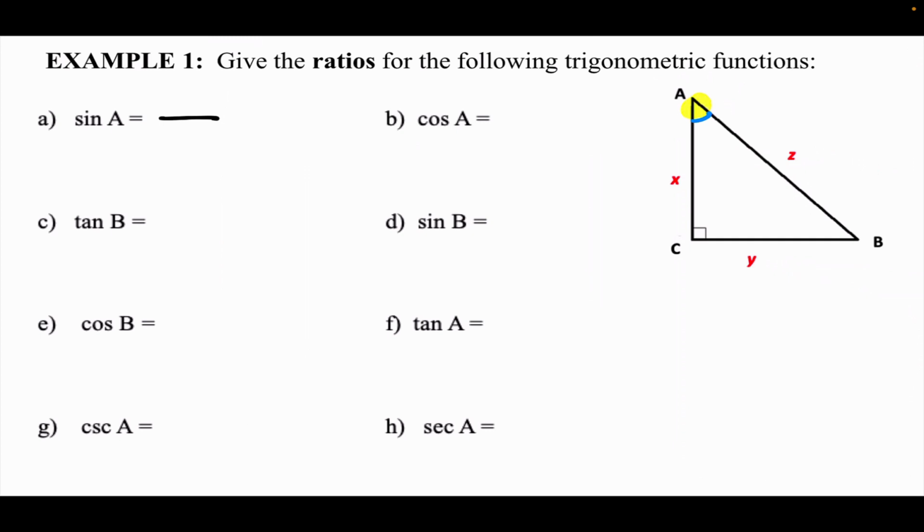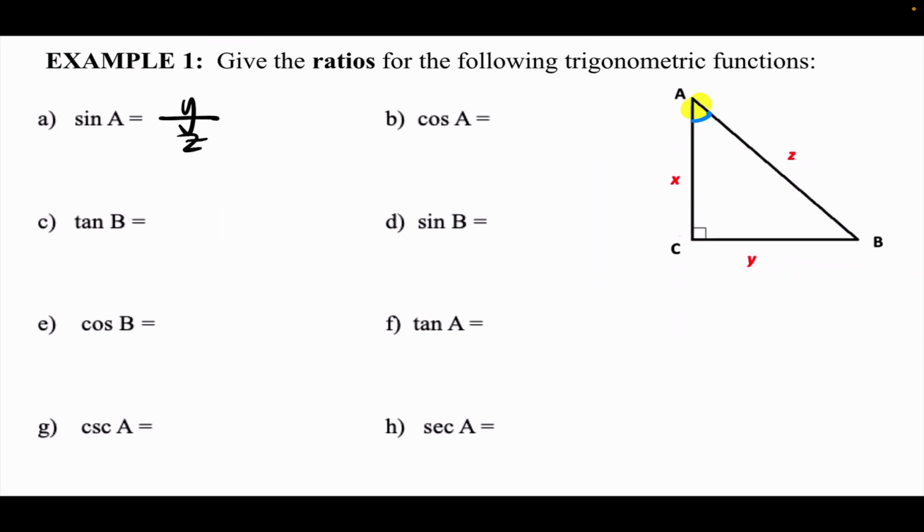Which side is opposite of A? Remember, I said side, not angle. What side is A staring at? Y. It's staring at Y. Not B or C, because those are angles. A is staring at Y. So that's going to be the opposite. So Y is going to go on top, over hypotenuse. Hypotenuse is Z, because it's directly across from 90 degrees.